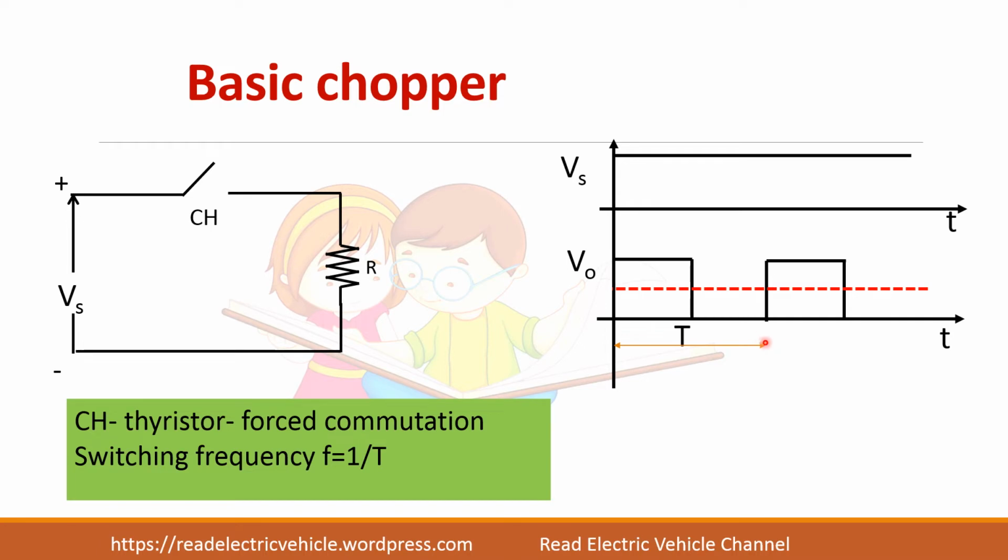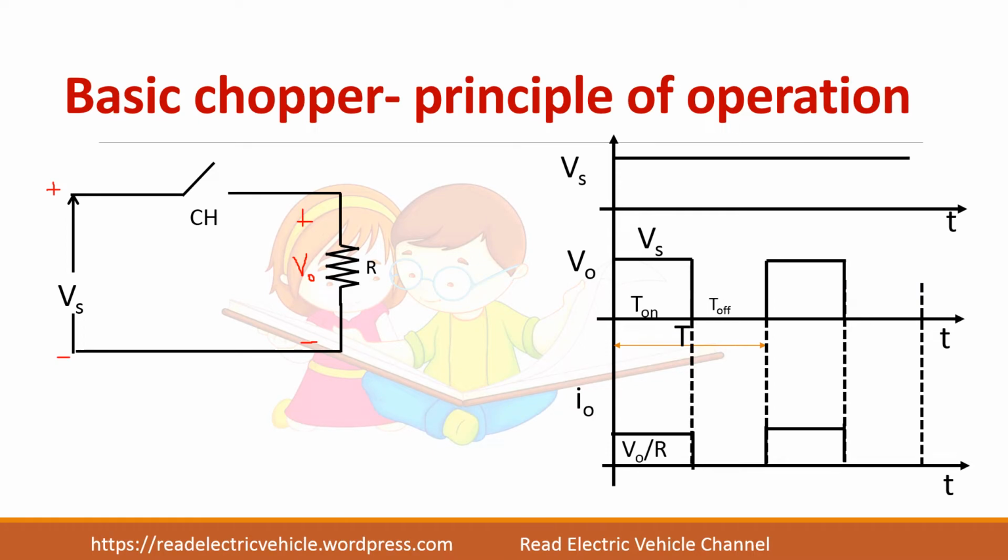And this T represents the time period or switching frequency. T is equal to 1 by F. Let us see the basic chopper's principle of operation. So supply voltage is here, Vs. When the switch is on, output voltage is equal to supply voltage, and when the switch is off, output voltage is 0. So total time period T is equal to T on plus T off.